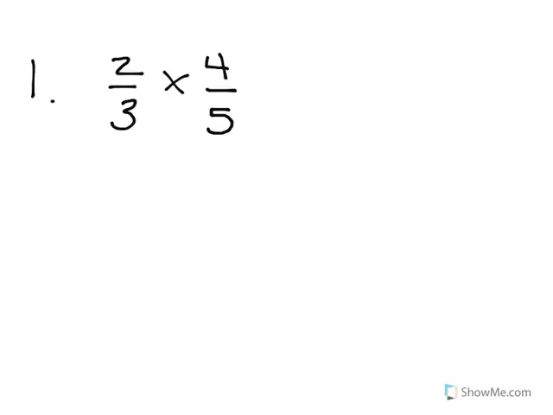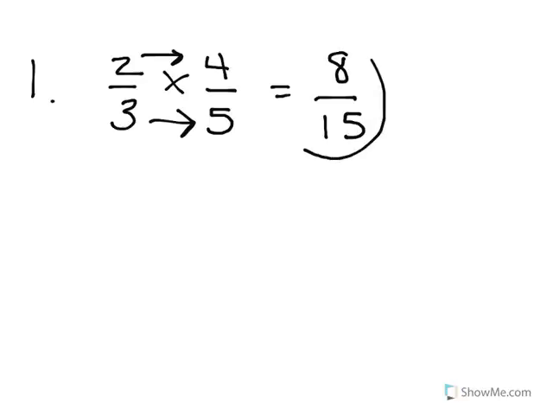What's really nice is that all you have to do is multiply across, meaning we're just going to multiply 2 times 4 to make 8, and then 3 times 5 to make 15. However, not done yet. You have to ask yourself, can I simplify? Is there any common factors between 8 and 15? And luckily, there are no common factors, so we can actually stop here. So my answer is 8/15. So pretty easy.